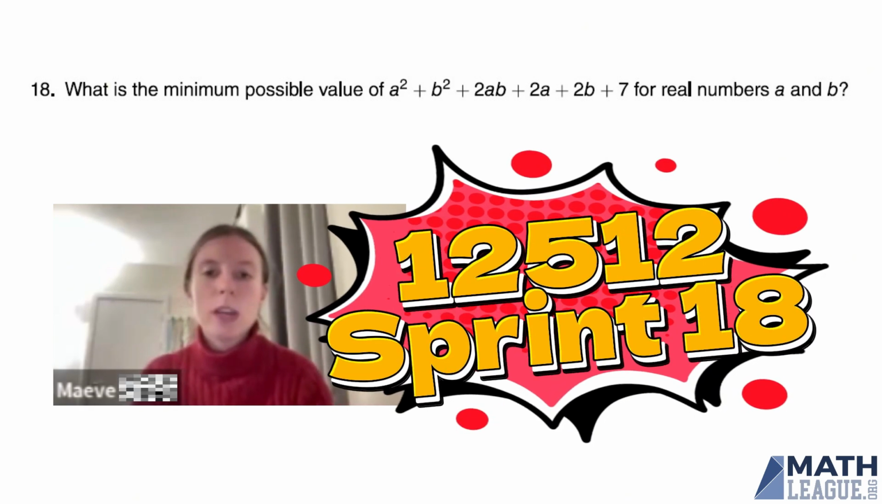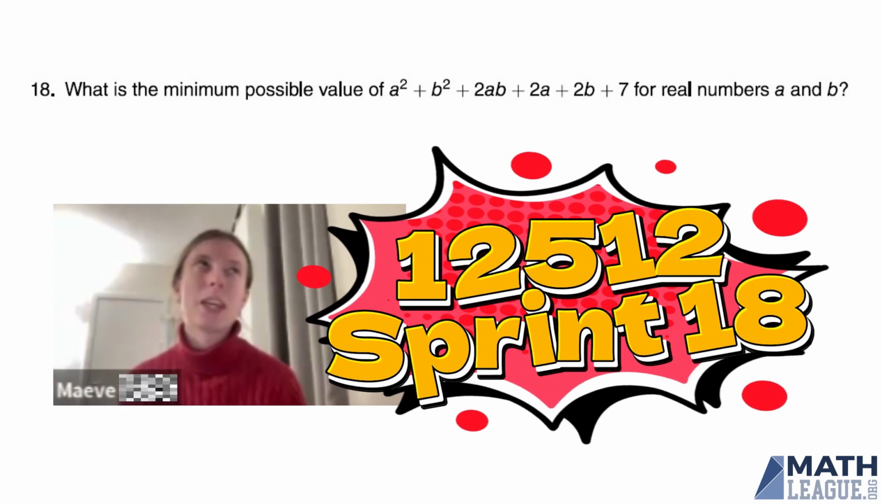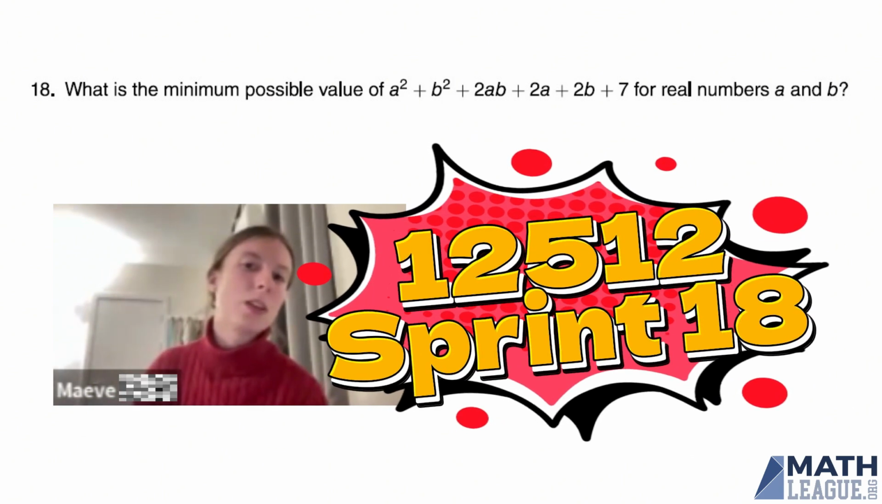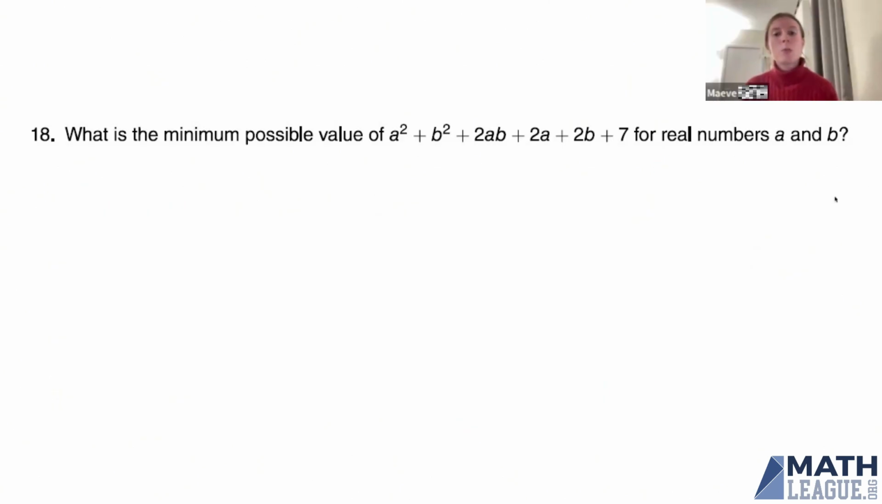What's the minimum value of 2ab? Well, there is none. I can make it as small as I want by making a very, very negative and b very, very positive. And then I'll get a really negative number. So we have to make this whole thing into a square.